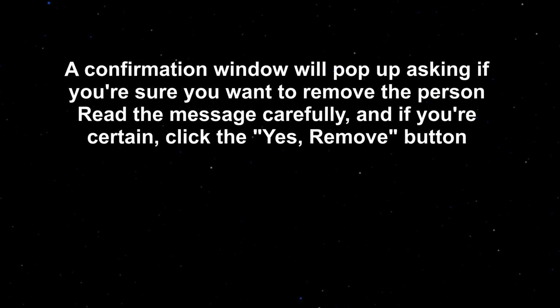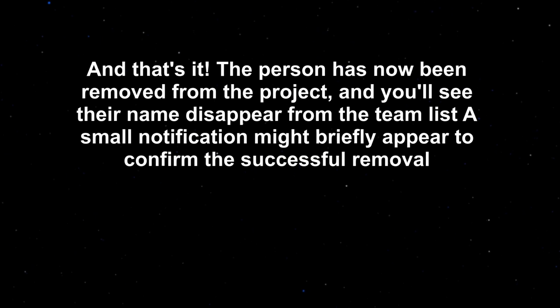A confirmation window will pop up asking if you're sure you want to remove the person. Read the message carefully, and if you're certain, click the Yes, Remove button. And that's it. The person has now been removed from the project, and you'll see their name disappear from the team list. A small notification might briefly appear to confirm the successful removal.